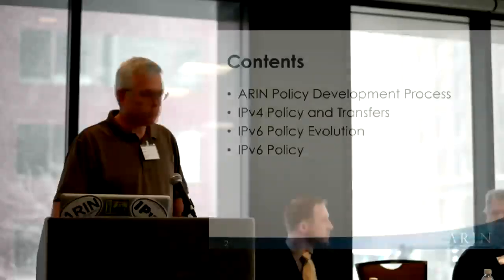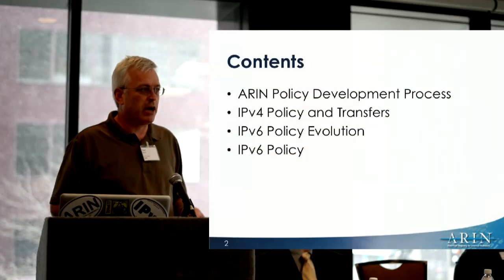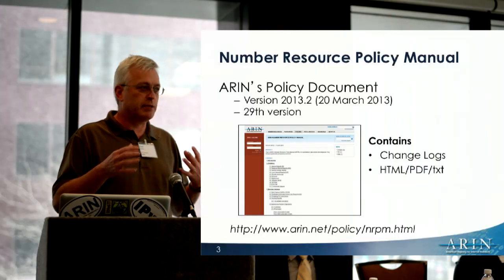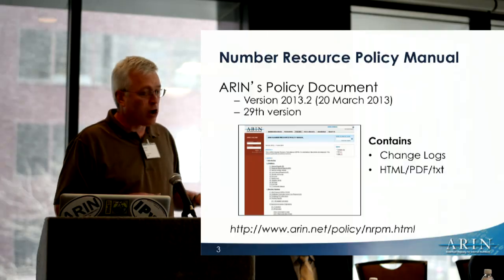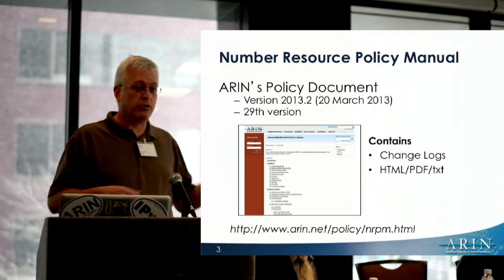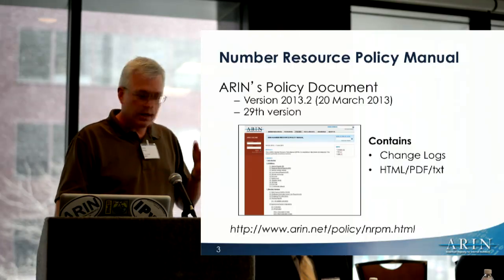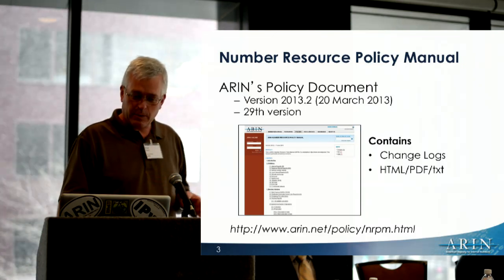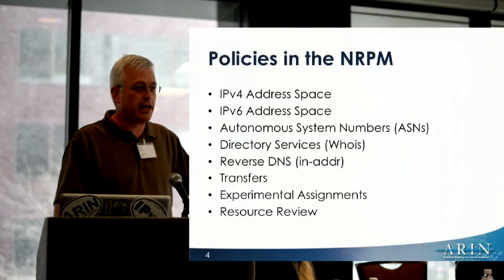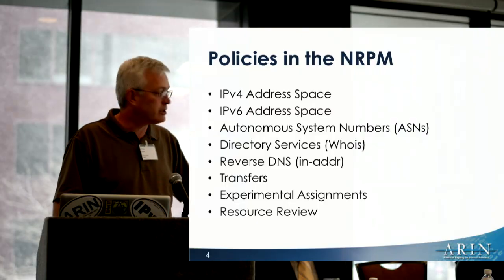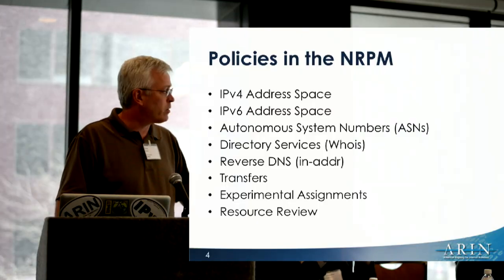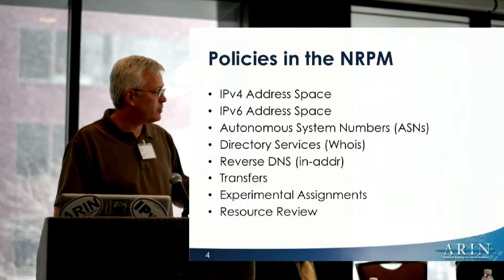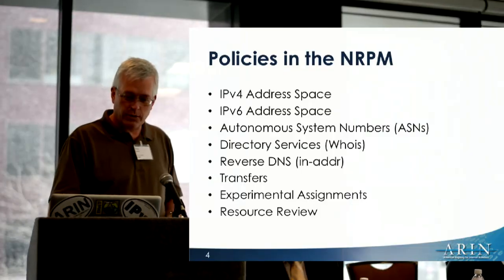So at a high level, we're going to talk about the process, V4 policy and transfers, V6 policy evolution, and V6 policy itself. The policies that we're talking about are ARIN number resource policies. These are the policies that the policy process can change or create or get rid of. They're all contained in a document called the policy manual. This manual's on the ARIN website. It's got all of ARIN's number policy. It's got a change log, so it's got all of the versions of the policy manual back through time. And these are the types of policies that are contained in that manual: V4 policy, V6, autonomous system number policy, policies about directory services or WHOIS, policies about reverse DNS, transfers, experimental assignments, and resource reviews.